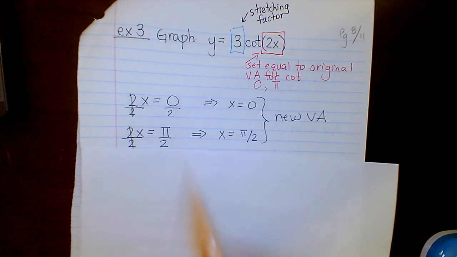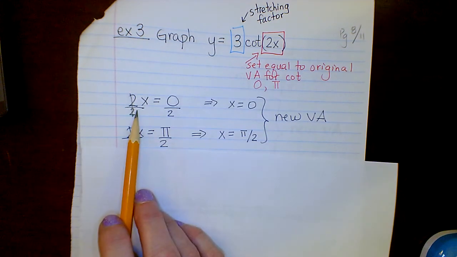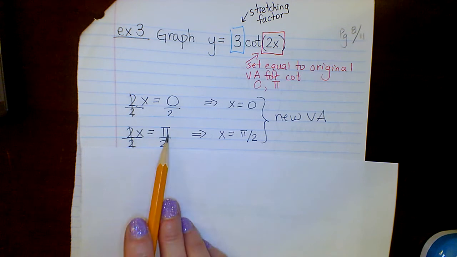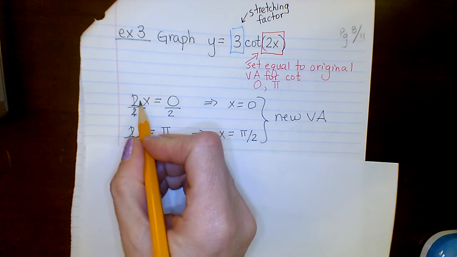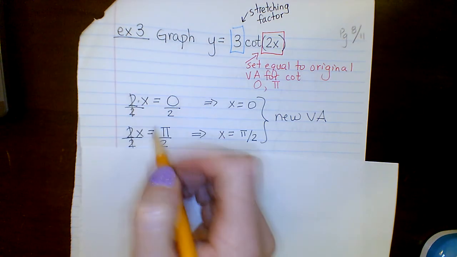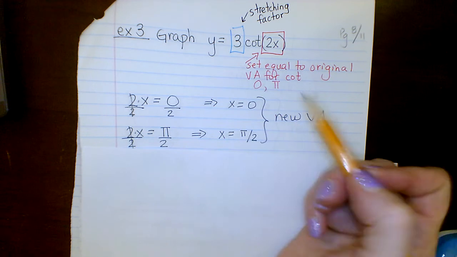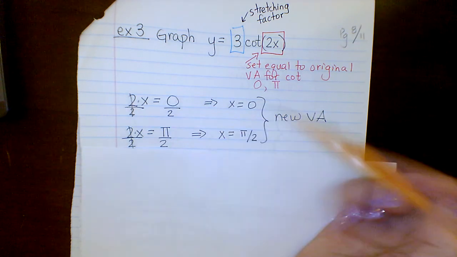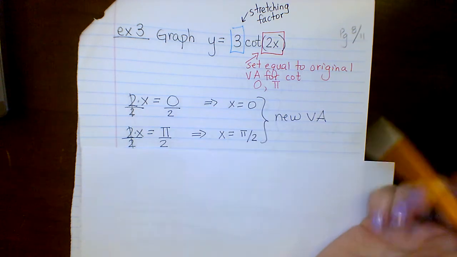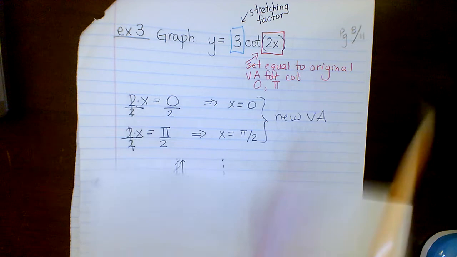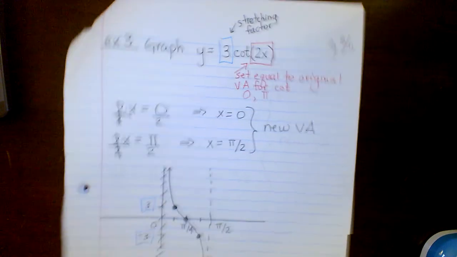So setting 2x, that argument, equal to 0 and 2x equal to pi, because this is multiplication, that smushing right there between the 2 and the x, to solve that equation we have to divide both sides by 2. So I get the two new vertical asymptotes are 0 divided by 2, which is 0, and pi divided by 2, which is pi over 2. Alright, so we graph those.